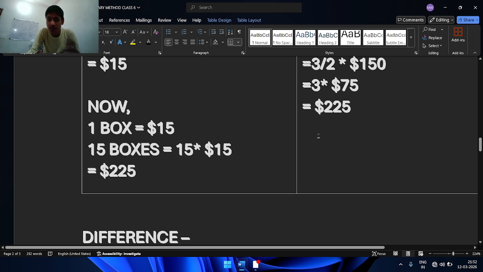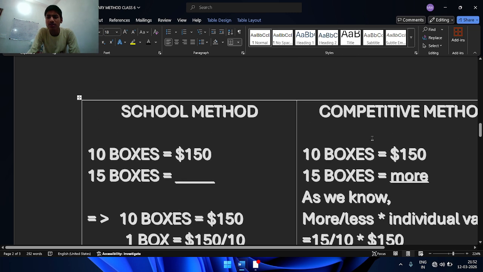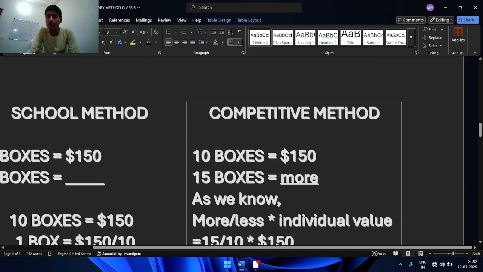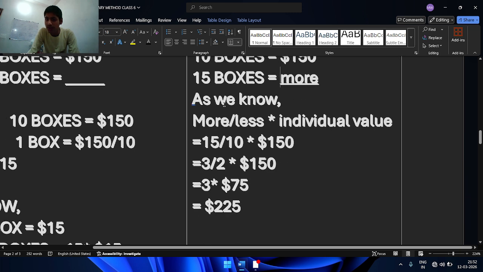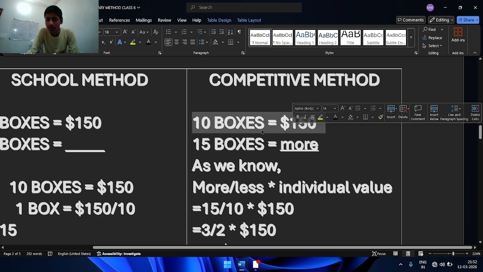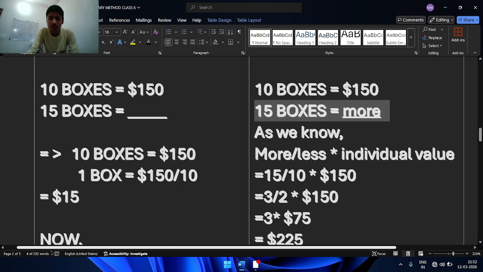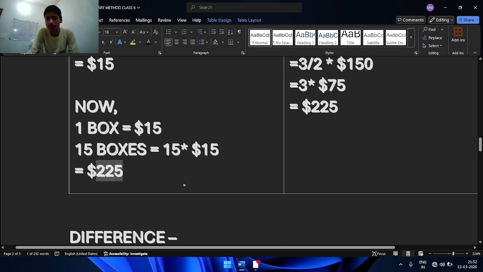Now if the same question arises, how will you do it in a much simpler method? Here is the competitive method. In competitive exams you should use this; I prefer to use this. Same question: 10 boxes is equal to $150 and 15 boxes is equal to how many dollars? If you think, you will know that 15 boxes will cost more than the price of 10 boxes. So here also we got $225.